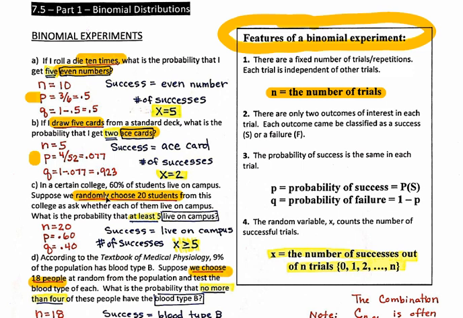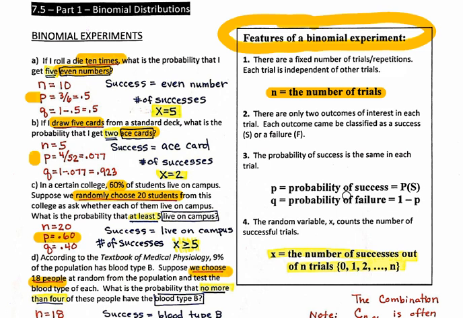If I'm choosing randomly selected students from this college, and in this problem I've decided, what's the probability that at least 5 live on campus. If living on campus is my success, then what I'm looking for is the percentage of the students that make that true. So the percentage of students who live on campus is my success rate.